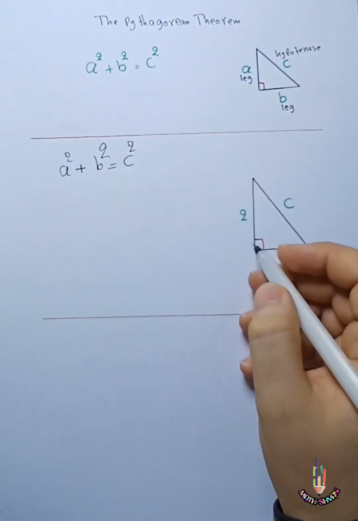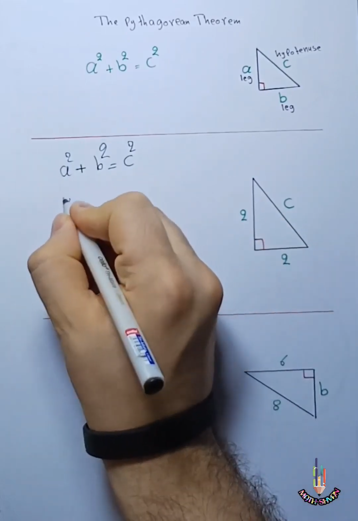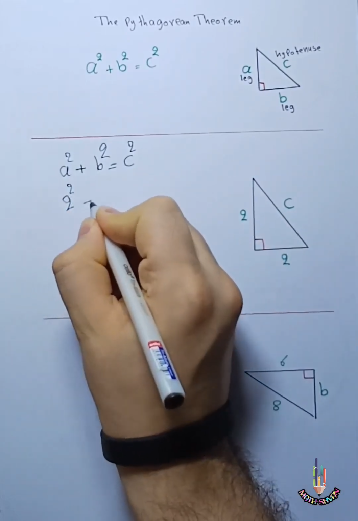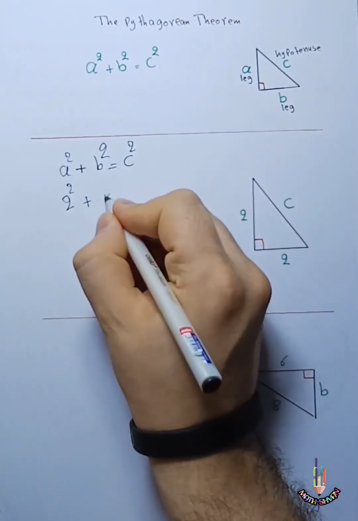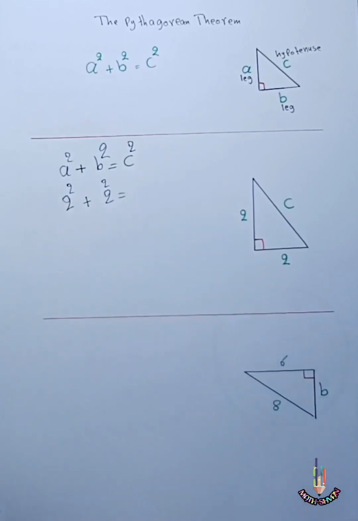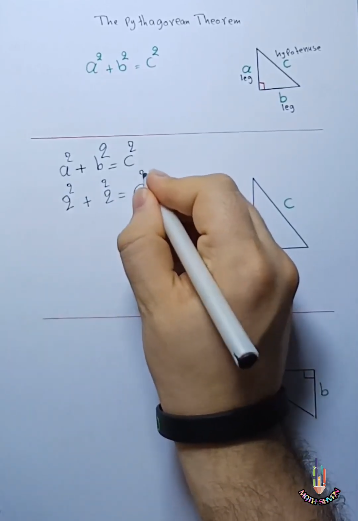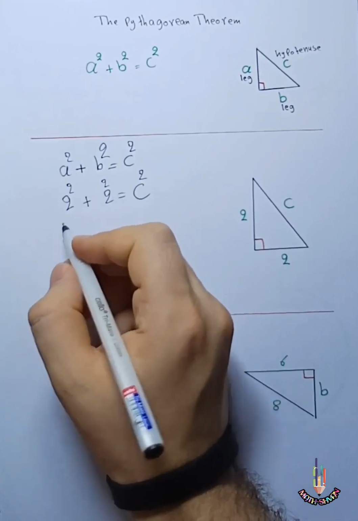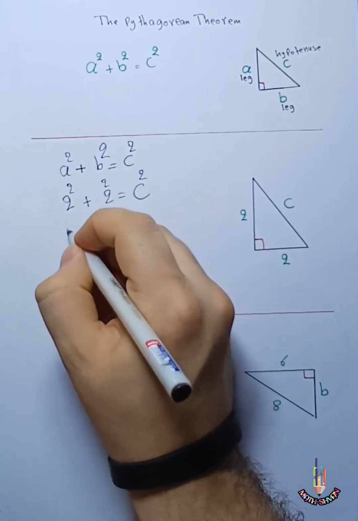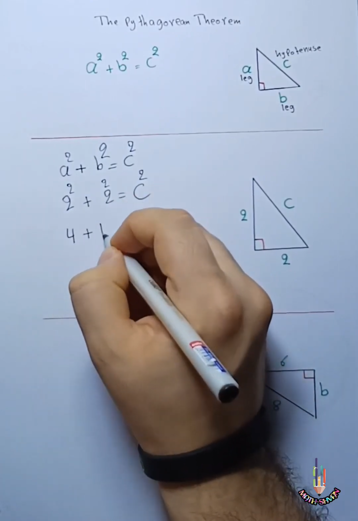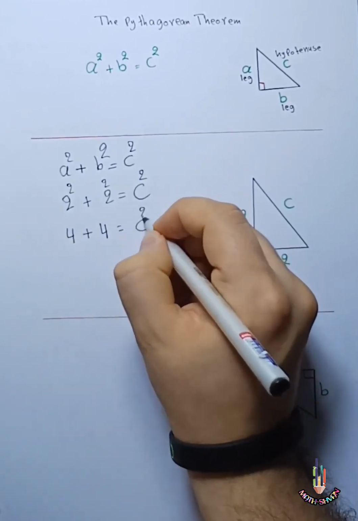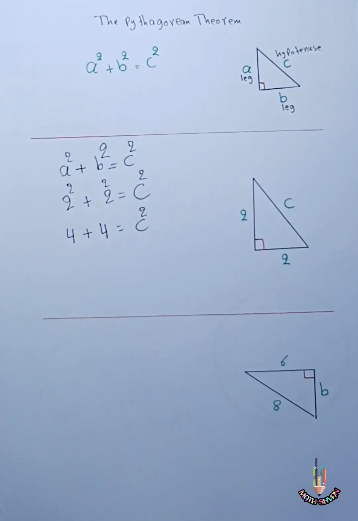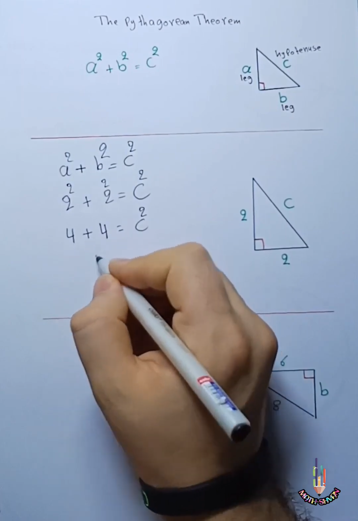a is the long leg, which is 2, so you have to write 2 square plus the short leg, which is 2 square, equal to c square. We don't have the value for c, so 2 times 2 equals 4, plus 2 times 2 equals 4, equals c square. After that, we have to take the square root for both sides. 4 plus 4 equals 8.